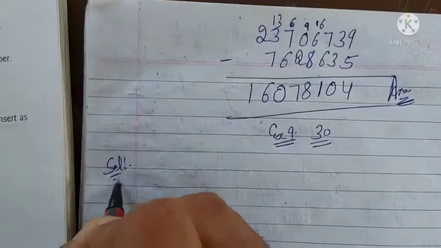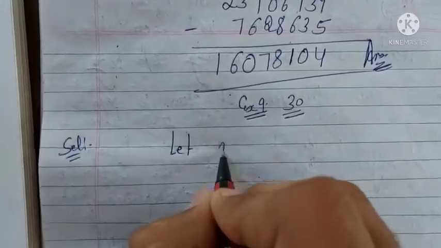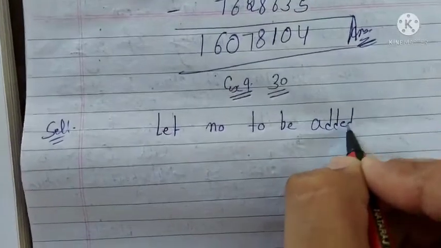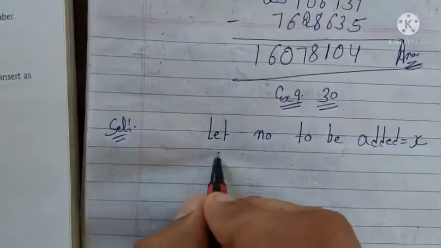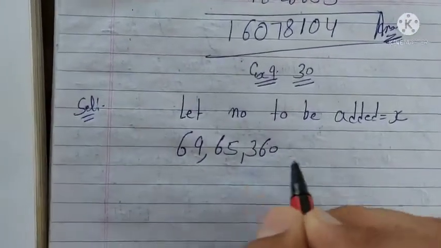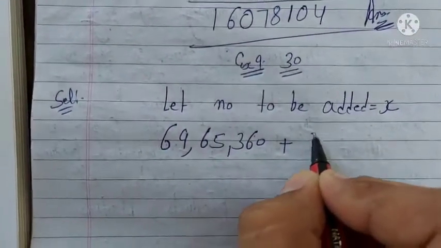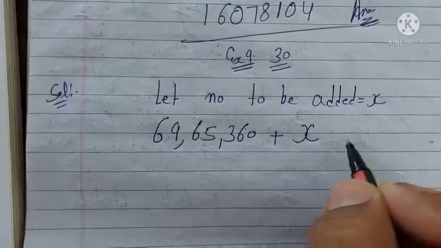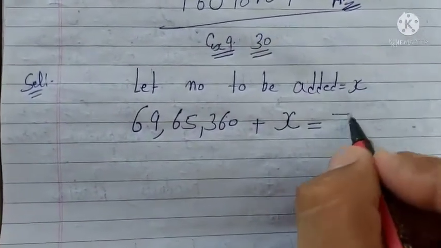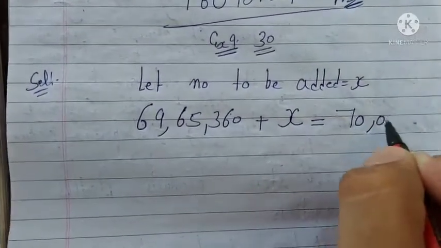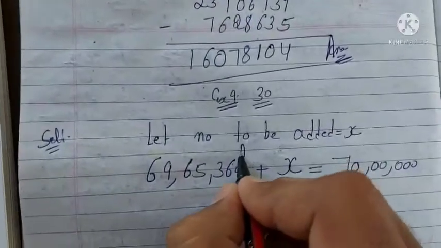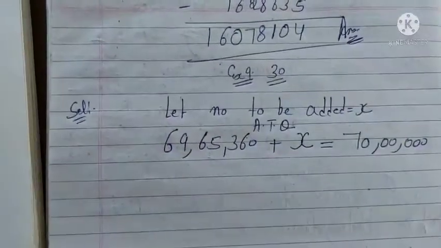Solution number 1: let the number to be added be x. Suppose you are adding x. Okay, it says what should be added to this number. You should add something. Something means you should add x. We don't know what we have to add, so we will suppose it as x, so that it becomes equal to 7 0 0 0 0 0. So this is according to the question. ATQ means according to question.